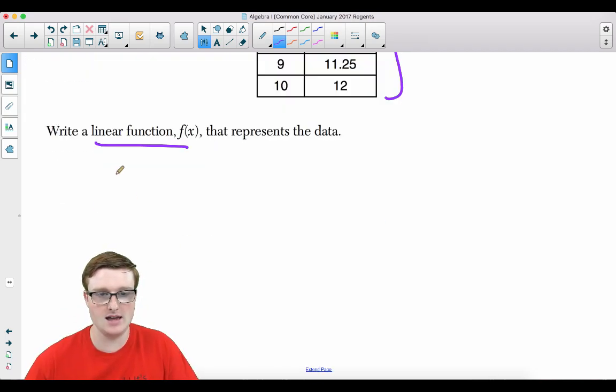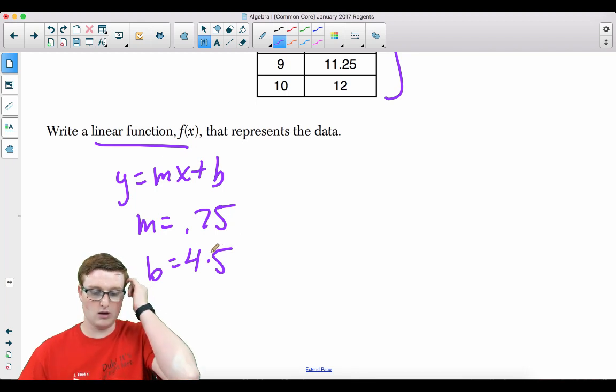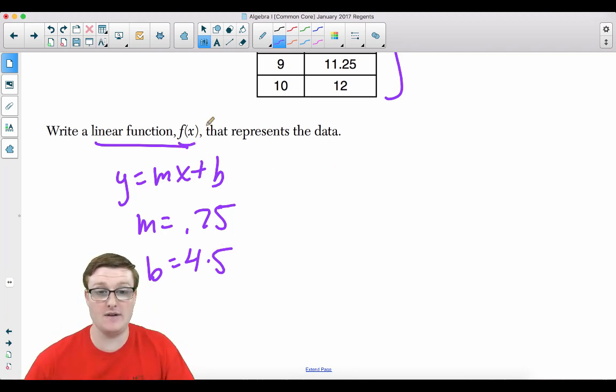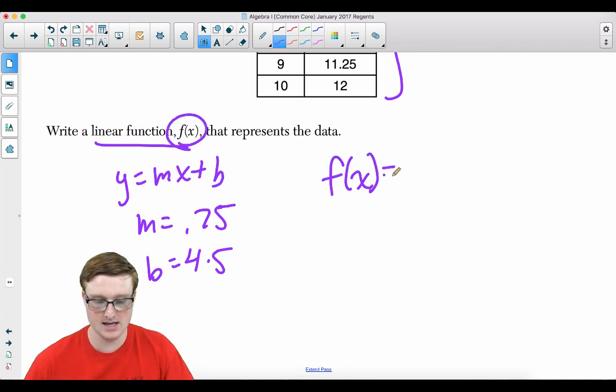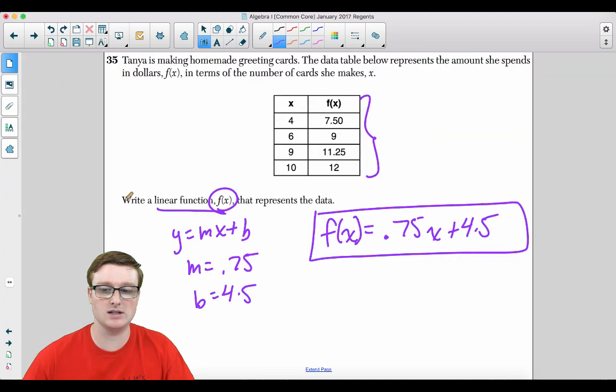And I'm going to say y equals mx plus b. Your slope is 0.75. Your b is 4.5. So it says write the linear function f of x. So f of x is equal to 0.75x plus 4.5. And that's it, folks. That's your y equals mx plus b.